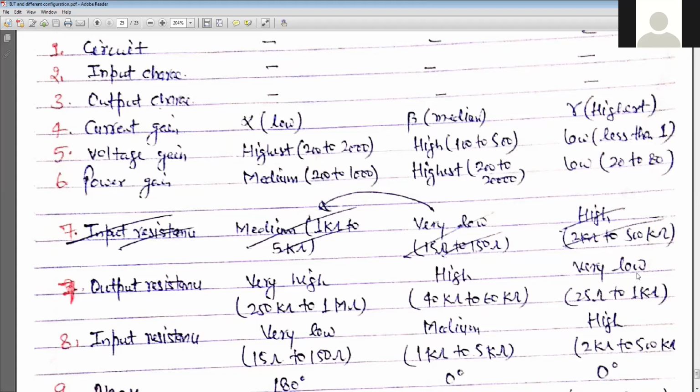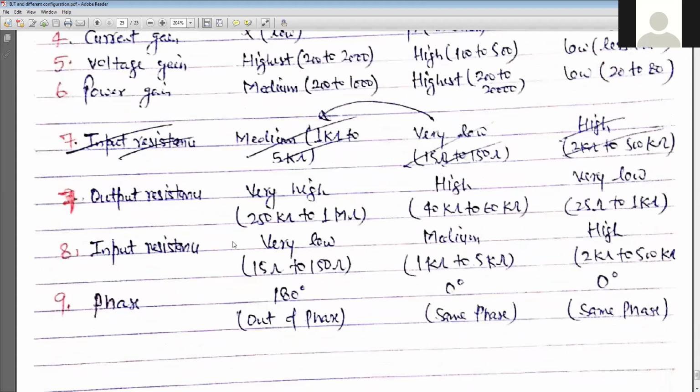So that's the concept you have to use. If it is forward bias, your resistance should be low, and if it is reverse bias, your resistance should be high. So you can check: if it is high, then it means that it is reverse bias.